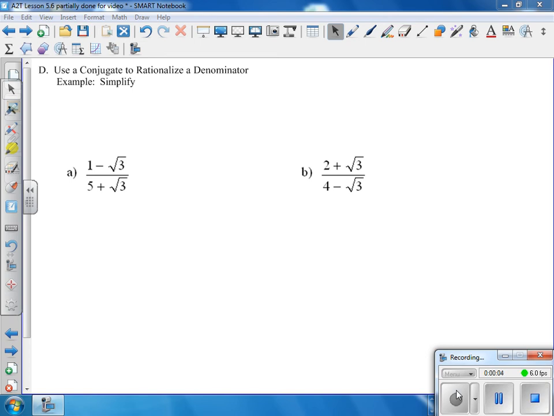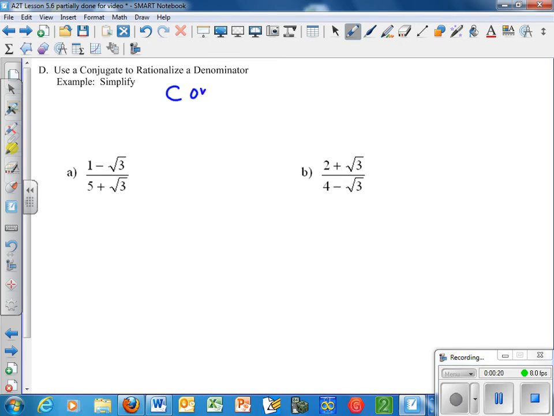All right, as we continue on here in 5-6 with the last couple examples, we're going to look at rationalizing denominators with roots in them that have more than one term in the denominator. Now I just talked about a conjugate in the previous example.